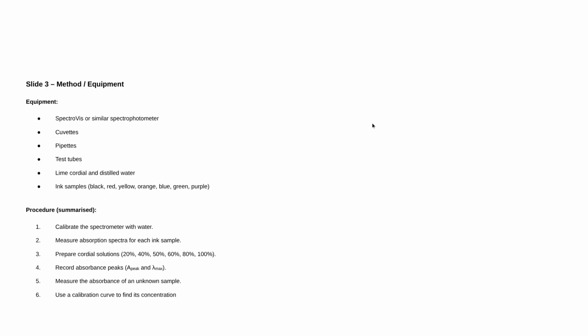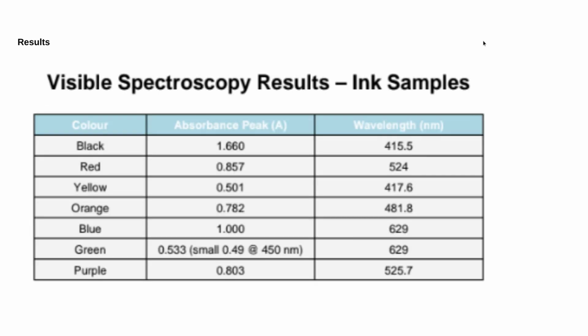To begin, I calibrated the spectrometer with water and measured the absorption spectra of each ink sample of the following colors. Then we prepared the following cordial solutions, recorded the absorbance peaks and the wavelengths, measured the absorbance of an unknown sample, and then used the calibration curve to find the concentration.